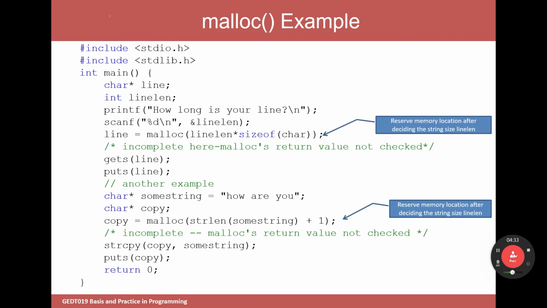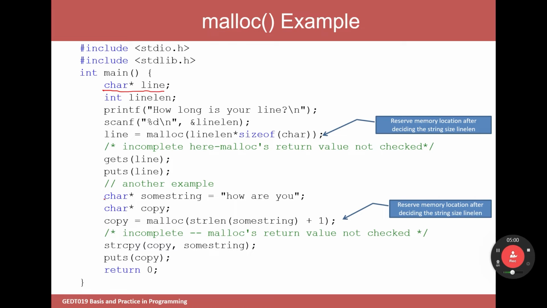In this example, which I will show you in Visual Studio, this is just one of the applications of malloc or dynamic memory storage. As we learned before, this is like a string. We can define a string this way: character pointer line. This is a string, and then we can assign to this string whatever we want.